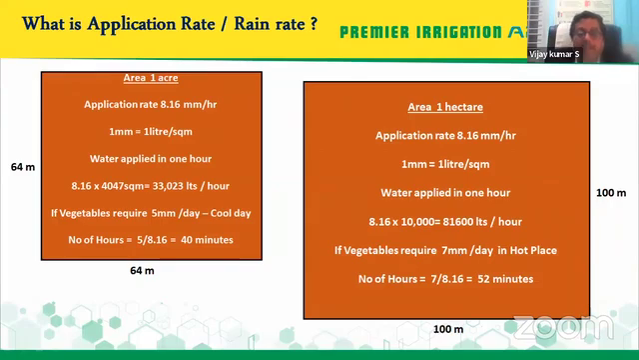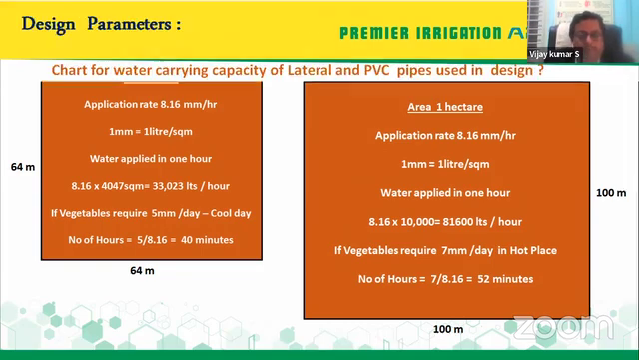Now, if I take this 1 hectare plot and I want to irrigate the same vegetable, but it is in a hot place. It's a very hot day or a hot place, and I need to give 7 millimeters per day. Then how many hours will I have to irrigate? So 7 divided by 8.16, because we have fixed the application rate of the sprinkler. So here I will have to operate it for about 52 minutes. You will understand it's very simple logic that if the day is cool, then the number of minutes that you have to operate the sprinkler system is going to be less. And if it is a very hot day, I will have to increase the number of minutes for irrigation.